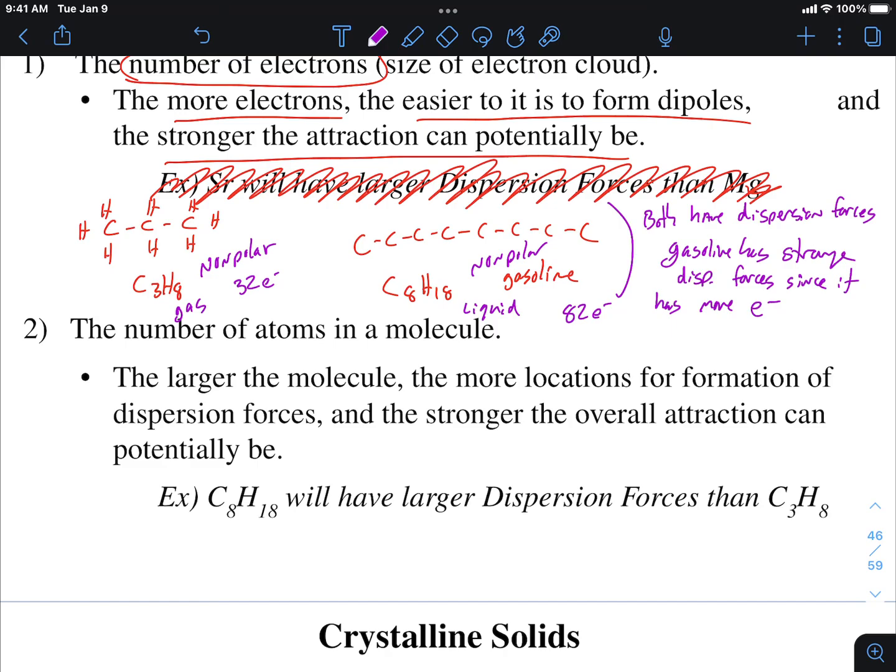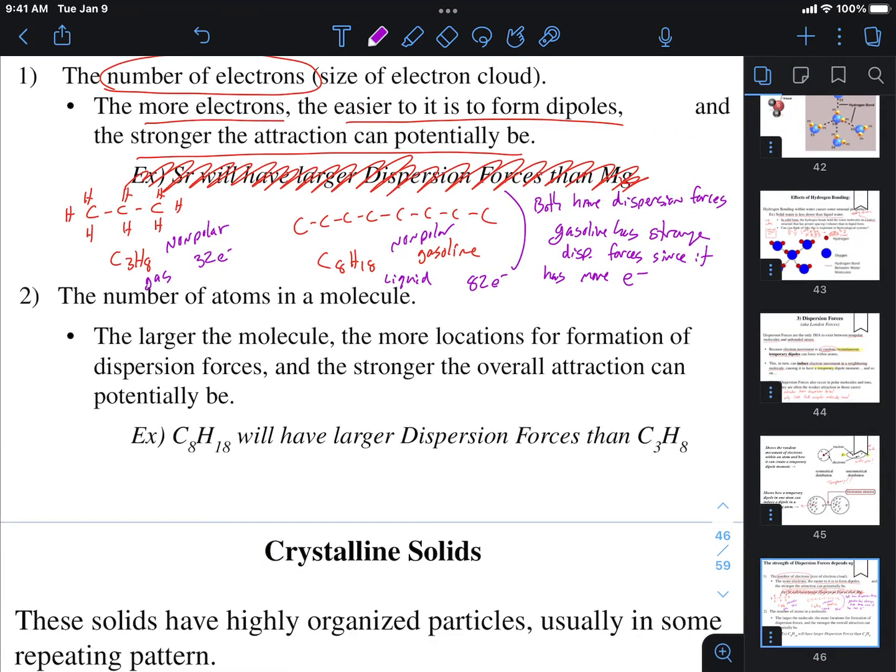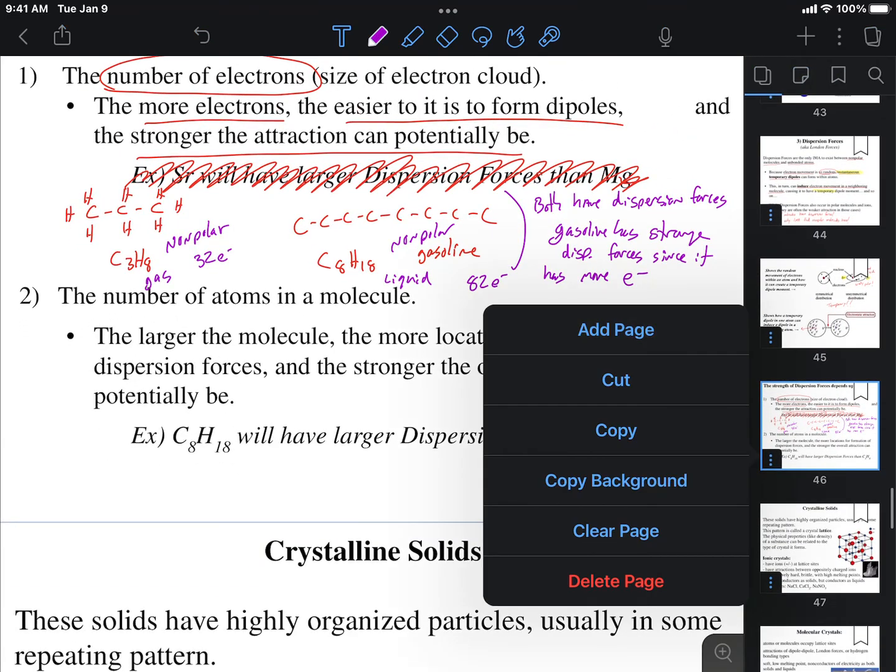So I think this is a good place to stop here. Actually, let me just give you a couple more examples, then we'll stop, just to drive this home.